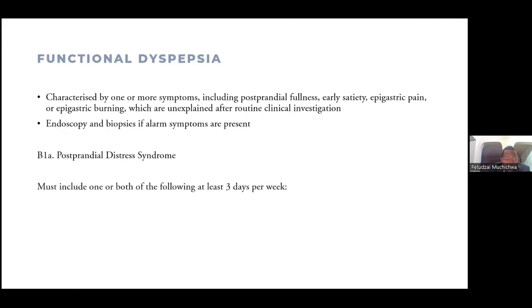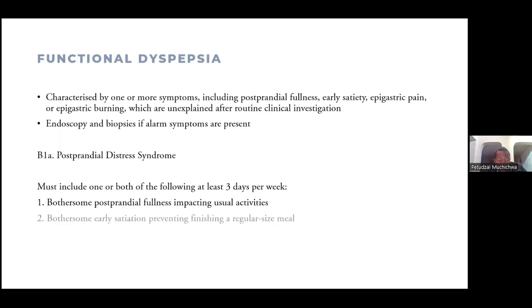Postprandial distress syndrome must include one of the following for at least 3 days per week: bothersome postprandial fullness impacting usual activity, or bothersome early satiation preventing finishing a regular-sized meal.